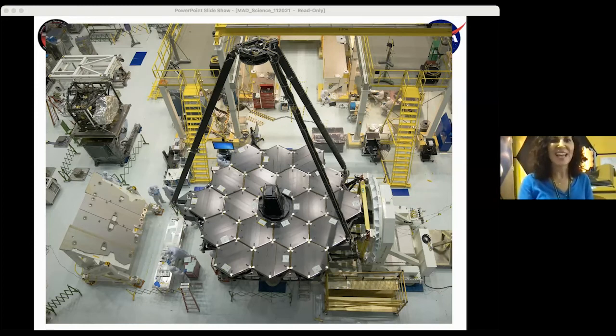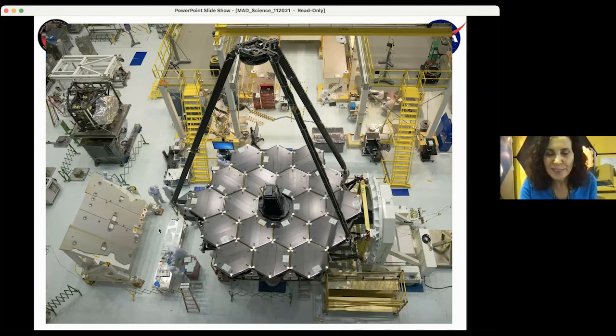Great idea. So let's look at the mirrors. Here are the mirrors. Can you see them? Can you see 18 mirrors here? And can you see this one on the top is the secondary mirror. And this is a clean room. It's a room where we have to work, where everything is super clean. Here in Goddard, I'm actually next to it as I'm talking with you.